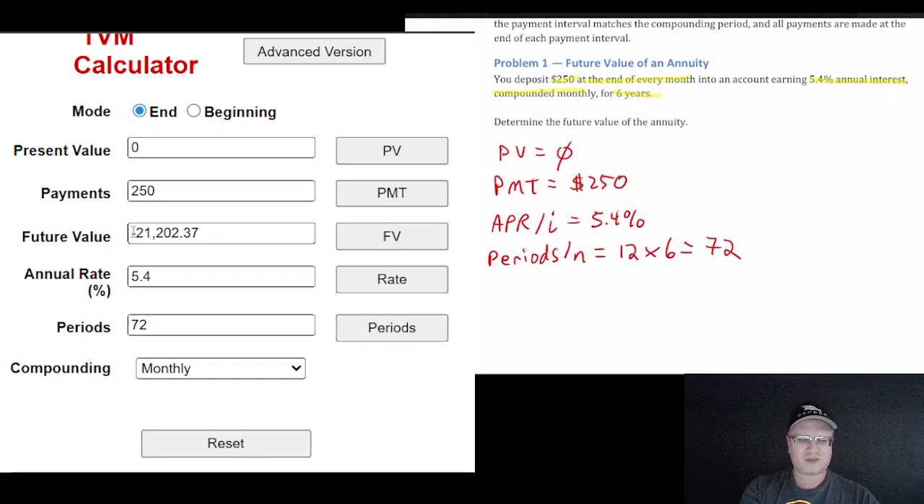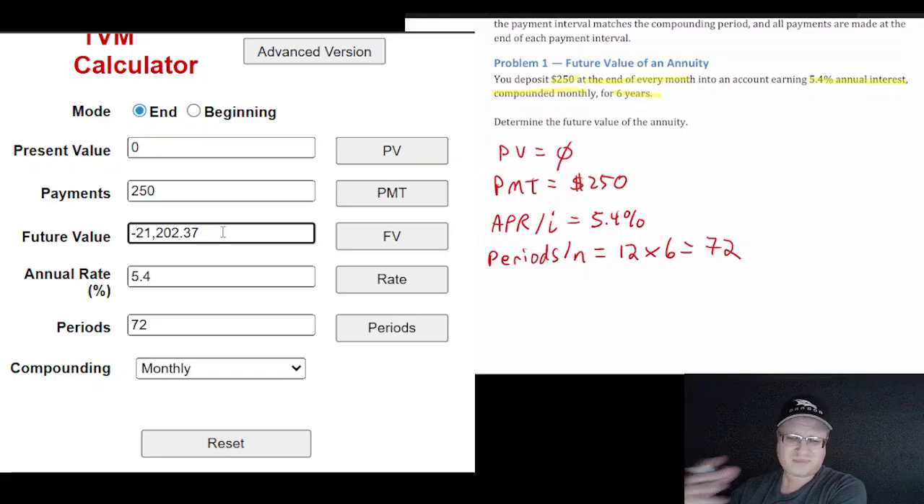Don't worry about the negative sign. I'm not entirely sure why it does that. It's just how they have the equation set up in the back end. The point is, at the end of this period of time, we're going to have an annuity worth $21,202.37. And this is like a word problem, so we should have a concluding statement.